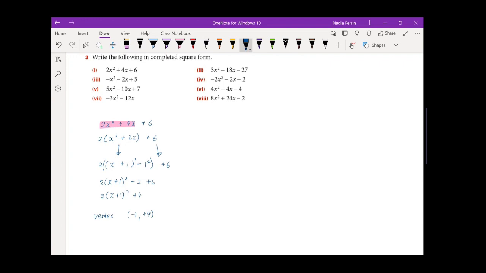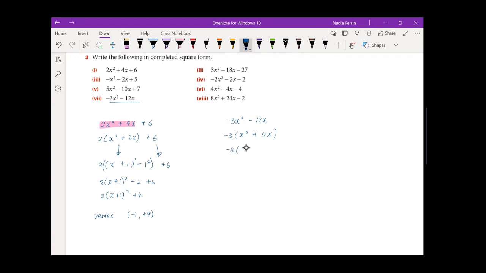Let's have a go at a couple more of those. So let's choose this one. We've got -3x squared minus 12x. So a little bit different because we don't have any numbers hanging around the end. We're going to get rid of the -3, so we're factorizing that out, dividing both terms by -3. And then at this point, we're going to complete the square of what's in here.